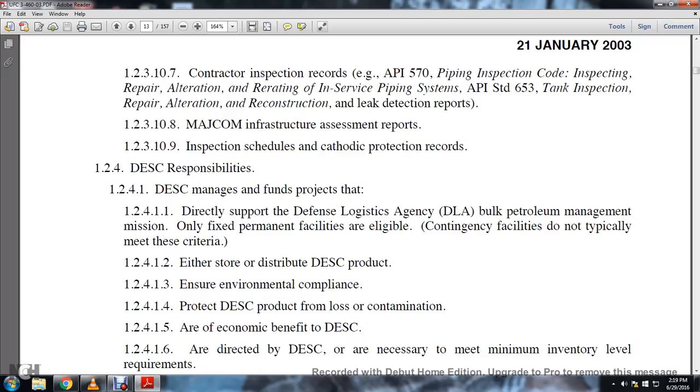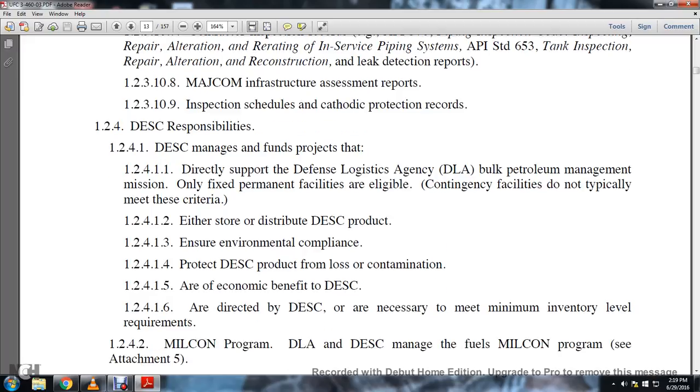DESC manages the funds for projects that directly support the Defense Logistics Agency bulk petroleum management mission. Only fixed permanent facilities are eligible. Contingency facilities do not typically meet these criteria. Projects either store or distribute DESC product, ensure environmental compliance, protect the DESC product from loss or contamination, or provide an economic benefit to DESC, and are necessary to meet the minimum inventory level requirements.